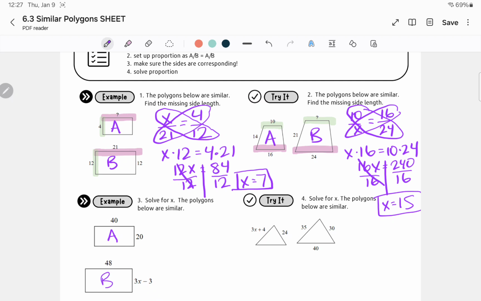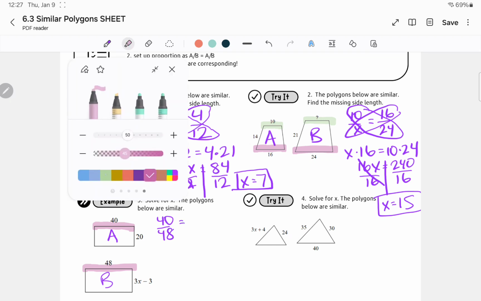Right? Because I'm always going to start with A and then end with B. Like A will be on the top for both and B will be on the bottom for both. So make sure you just have it set up correctly. Now I'm going to choose, there's not many options here, so I'm just going to start with the top. So I have this top one that corresponds to the top one over here. So my first fraction is 40 over 48.